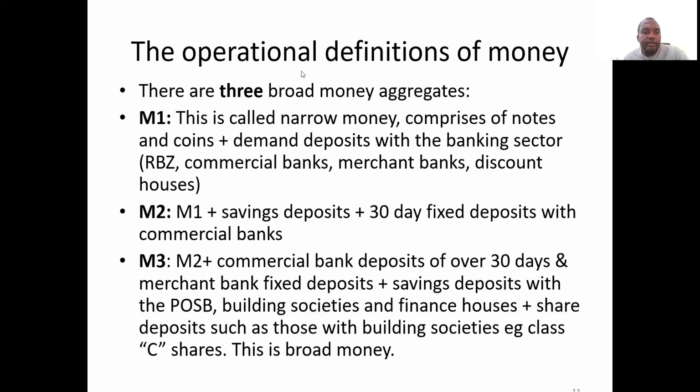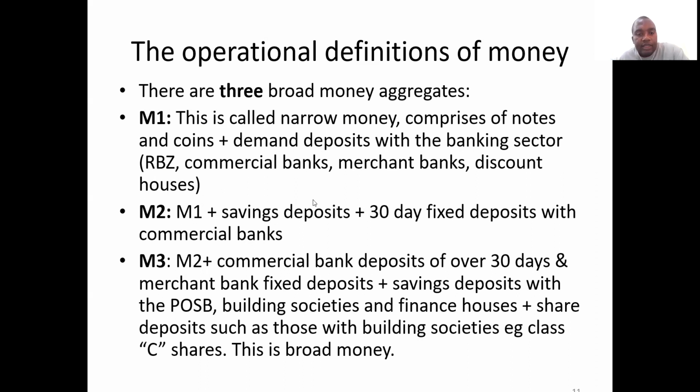But we have got three operational definitions of money, which are broad money aggregates. We've got the M1, which is also called narrow money, which comprises notes and coins, plus demand deposits with the banking sector, which implies the Reserve Bank of Zimbabwe, commercial banks, merchant banks, and discount houses. So this is the narrow definition of money. How about M2? M2 is simply this M1 plus savings deposits plus 30-day fixed deposits with commercial banks.